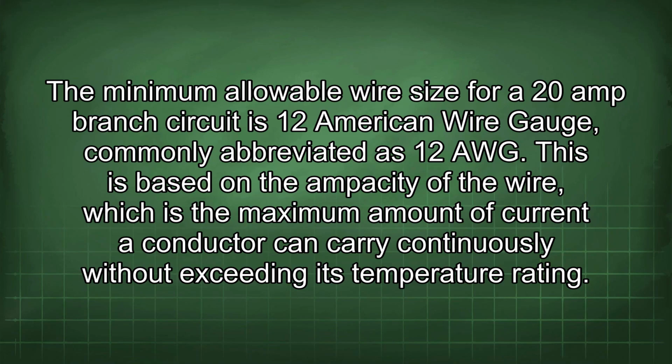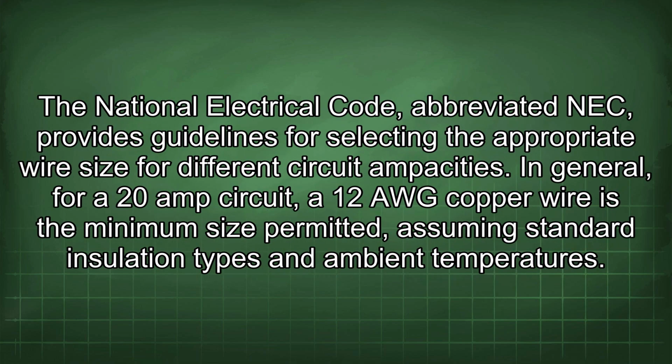The minimum allowable wire size for a 20 amp branch circuit is 12 American wire gauge, commonly abbreviated as 12 AWG. This is based on the ampacity of the wire, which is the maximum amount of current a conductor can carry continuously without exceeding its temperature rating. The National Electrical Code, abbreviated NEC, provides guidelines for selecting the appropriate wire size for different circuit ampacities.